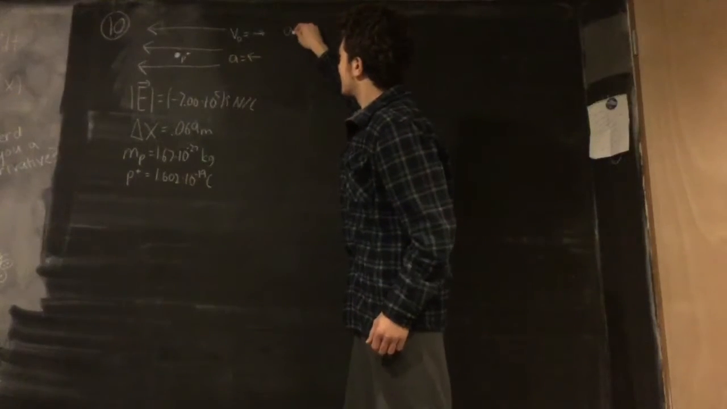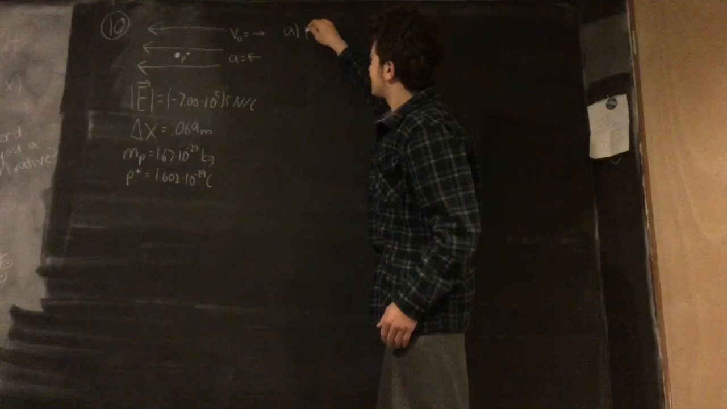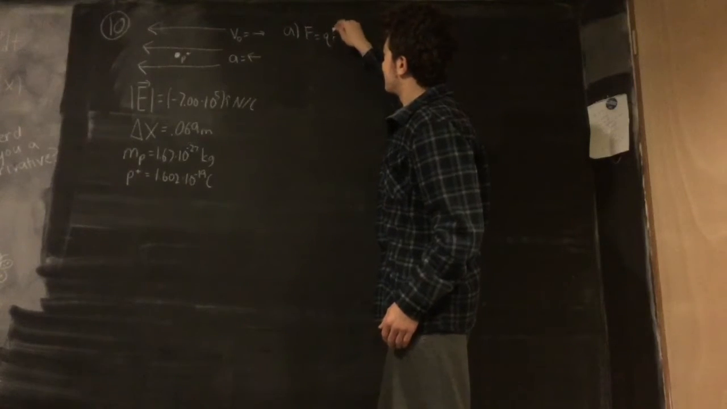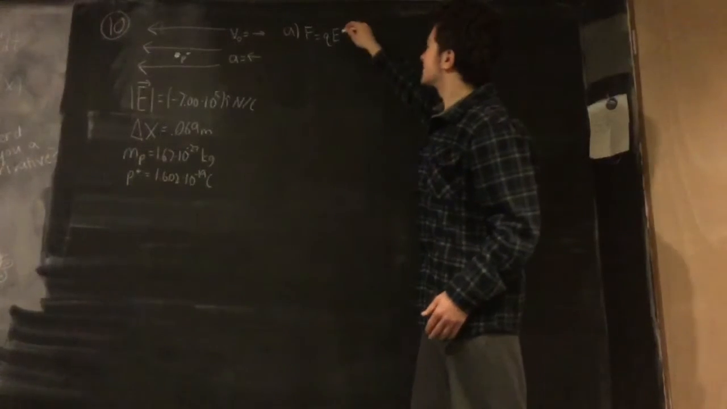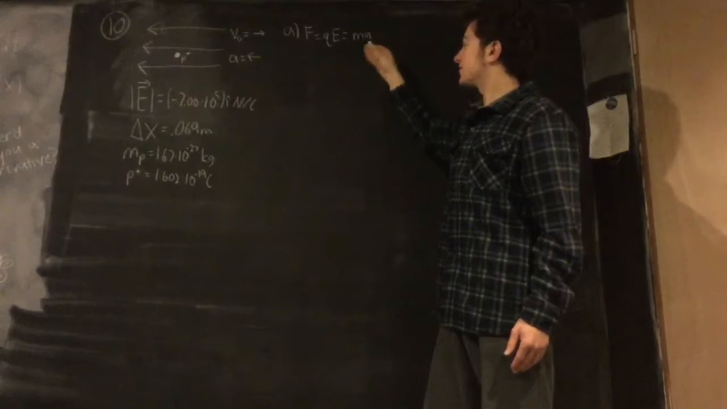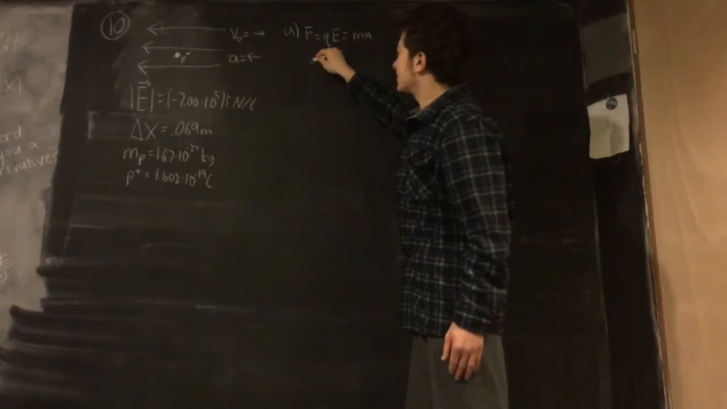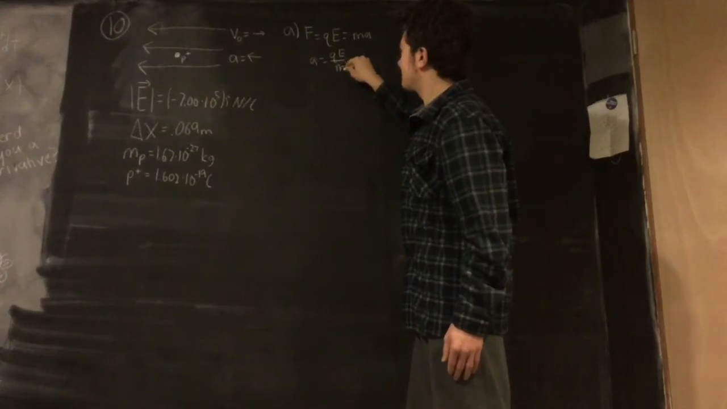So the first part, part A, asks us to find the acceleration of the proton. So we know that force is equal to QE, but from our previous knowledge we also know that force is equal to mass times acceleration. So from here, dividing both sides by the mass, we get the acceleration is equal to QE over m.